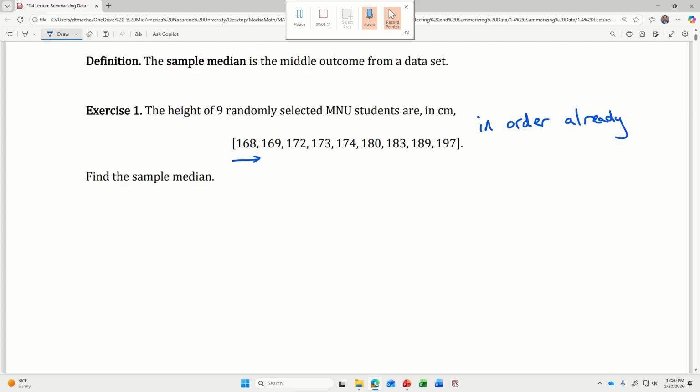If this data set was not in order, we would have to go through the painstaking process of slowly putting it in order from least to greatest. And then, what's my sample median? The median's in the middle. That is my sample median.